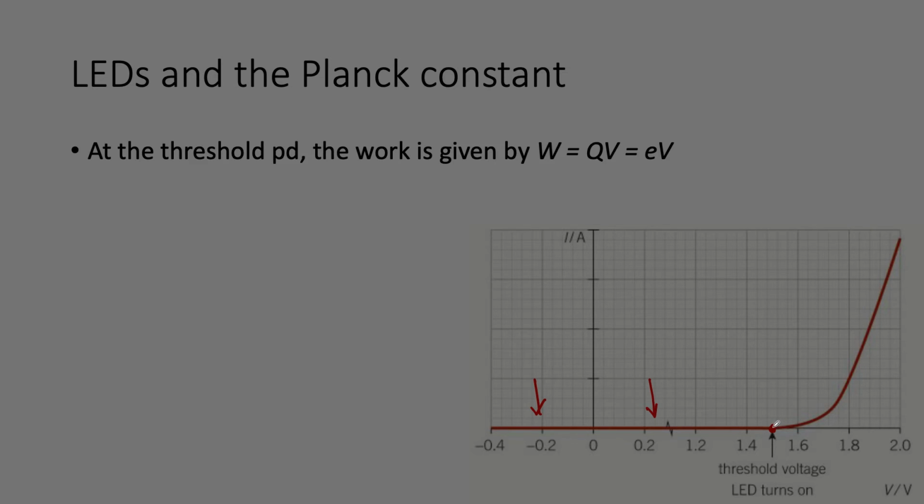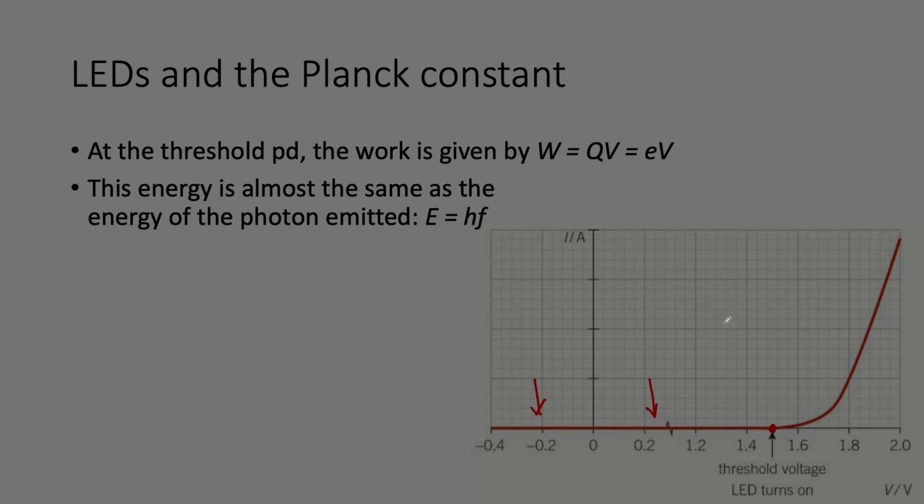up. So that means that the energy that we're transferring in the circuit is equal to the charge on the electron multiplied by that potential difference. That is giving us the amount of energy that we're supplying. But of course, that energy is pretty much the same as the energy of the photon that's being emitted. I said pretty much there. We'll come back to this idea in a lesson or two's time.